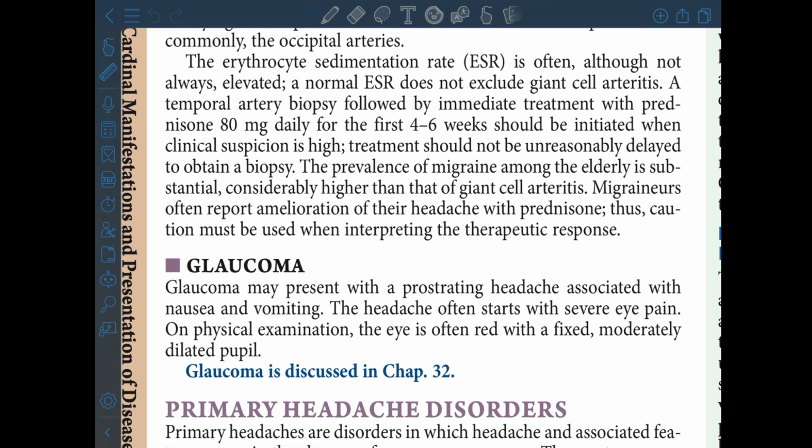Glaucoma. Glaucoma may present with a prostrating headache associated with nausea and vomiting. The headache often starts with severe eye pain. On physical examination, the eye is often red with a fixed, moderately dilated pupil.